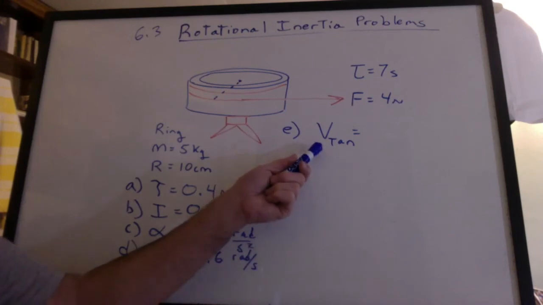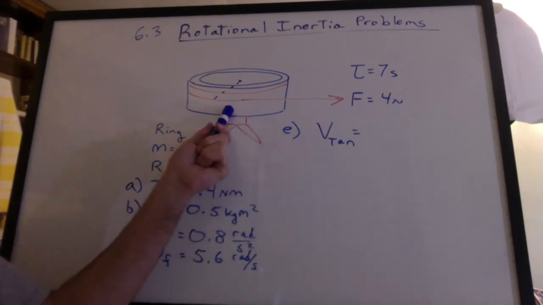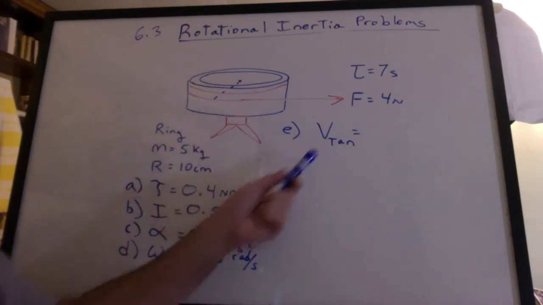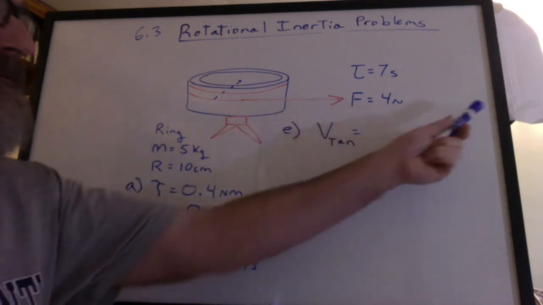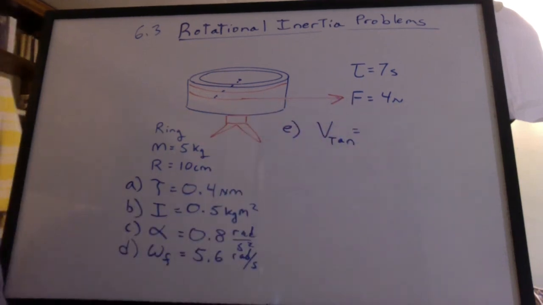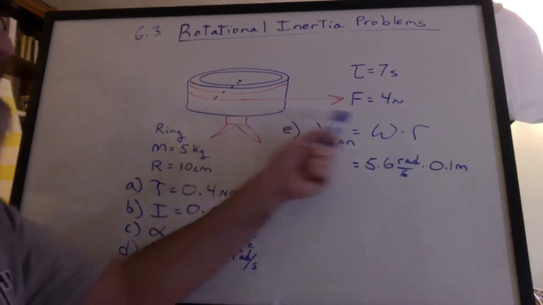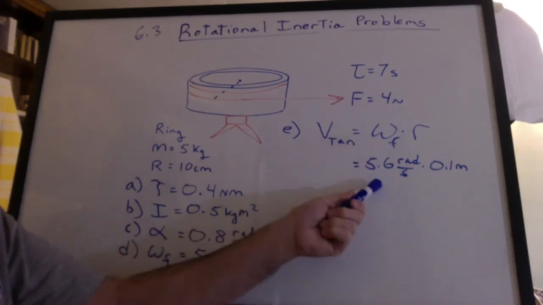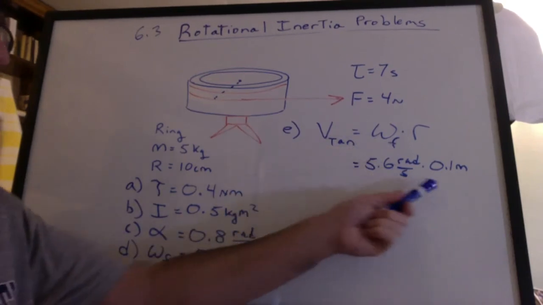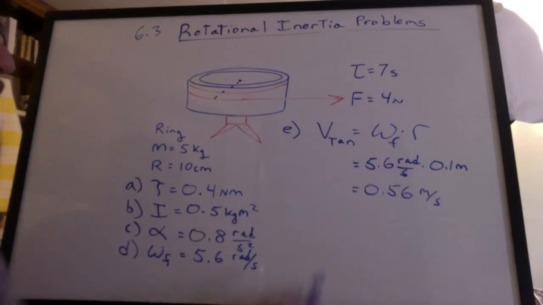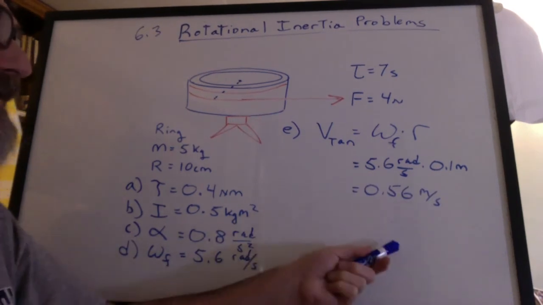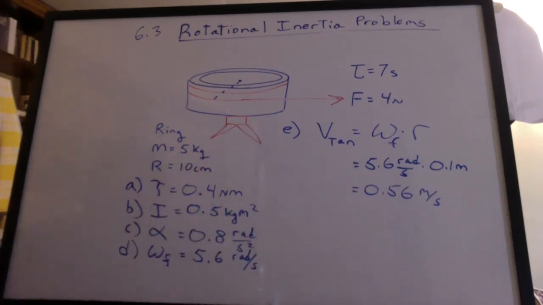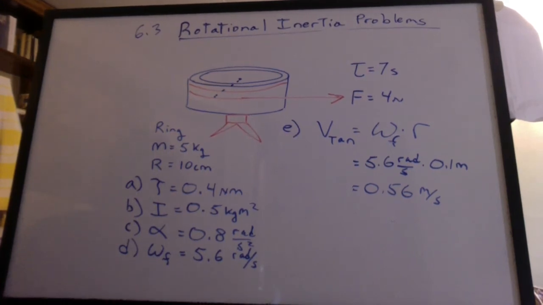Now we're going to ask what the tangential velocity would be out at the edge of this ring. Well, that would be how fast my hand would have to be moving to keep pulling that string. Omega times r equals v. Well, we're going to be speeding up. So at 7 seconds, this would be the omega final, which is 5.6 radians per second multiplied by the radius, and we get 0.56 meters per second. Now, all of this is theoretical. If we do a lab, we're going to expect some variations in our results.